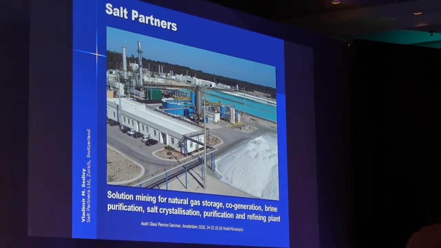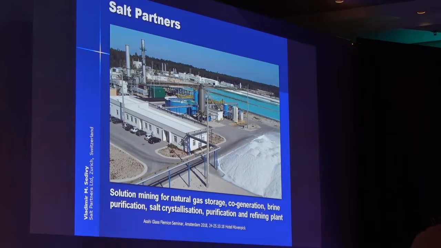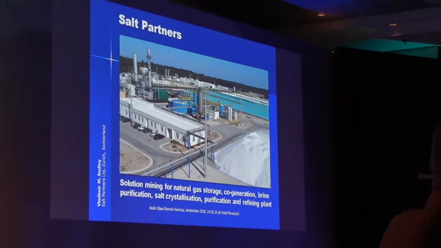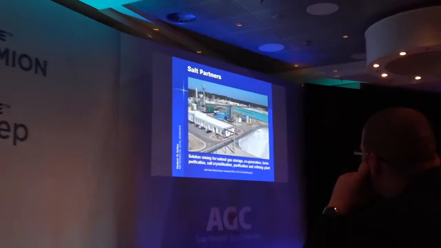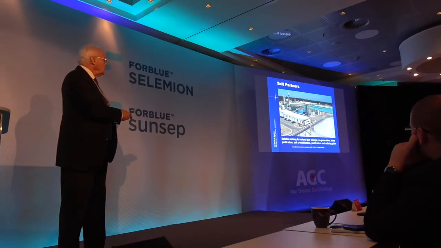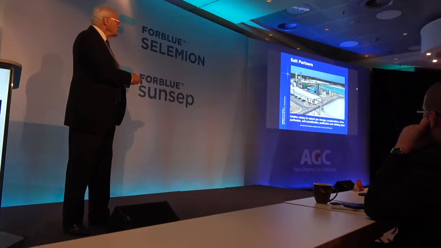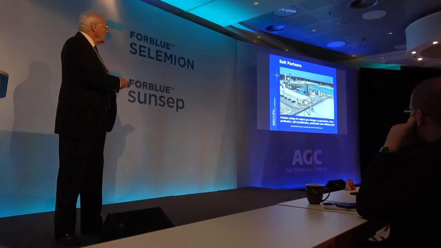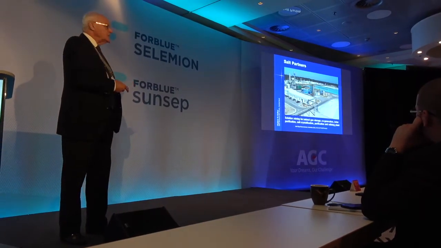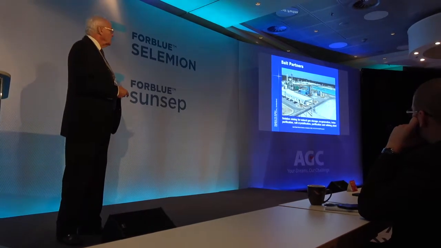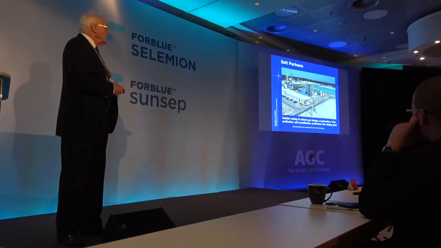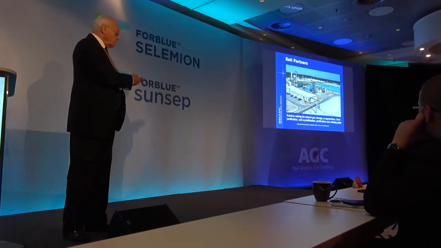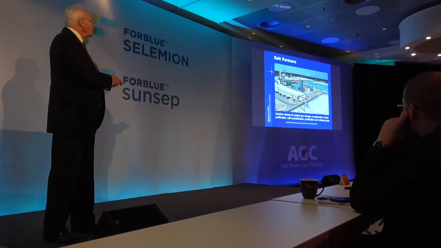We have built several such plants. This is one that is using waste heat from cogeneration in heating ponds with purified brine. This is a purification plant. Here at the back are cavities and production of brine. The cavities are used for storage of natural gas, of methane.